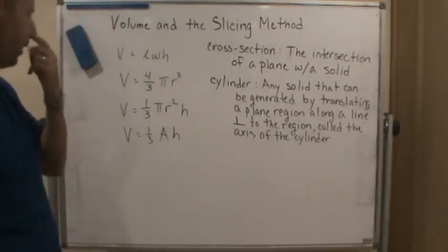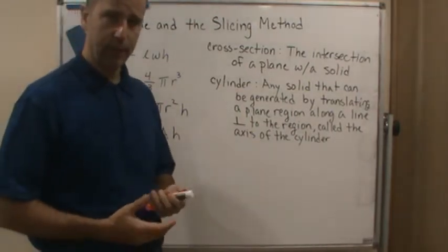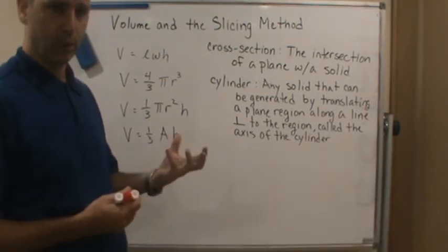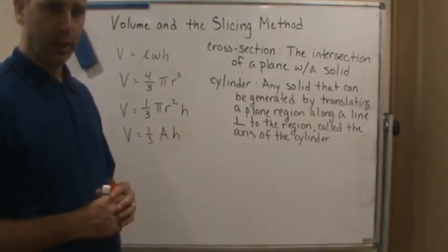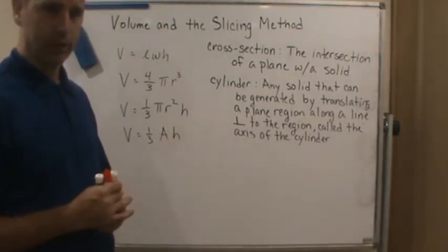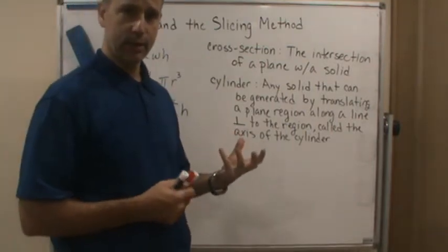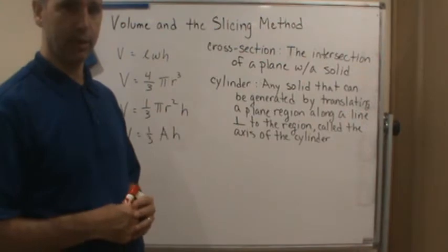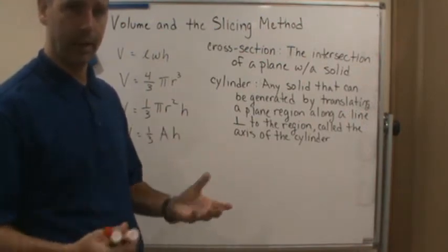When we talk about volume, we're talking about a three-dimensional numerical value, right? A numerical value for a three-dimensional object. Same thing, area is a numerical value for a two-dimensional object. We can talk about volume as a numerical value for a three-dimensional object.